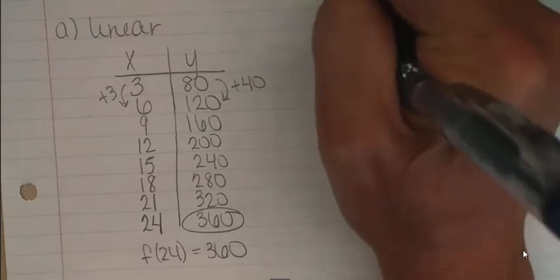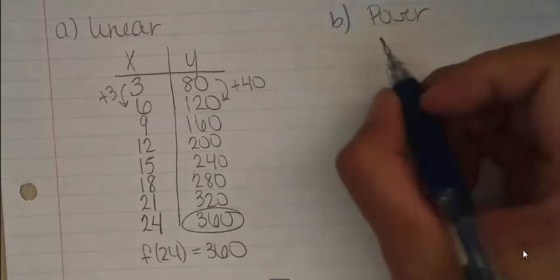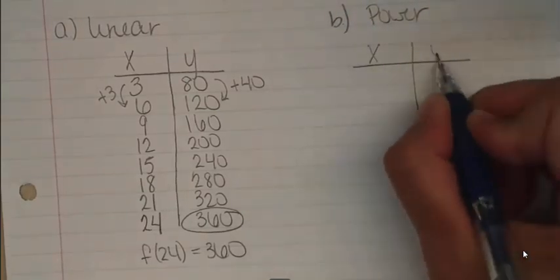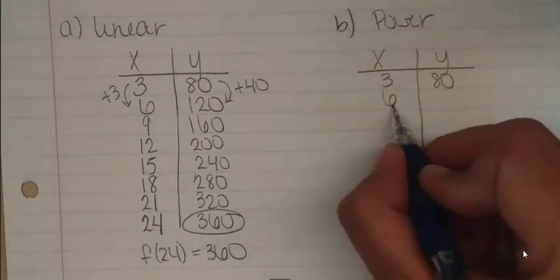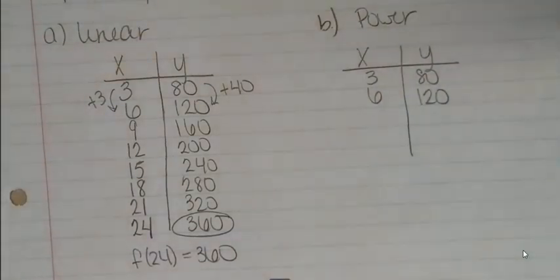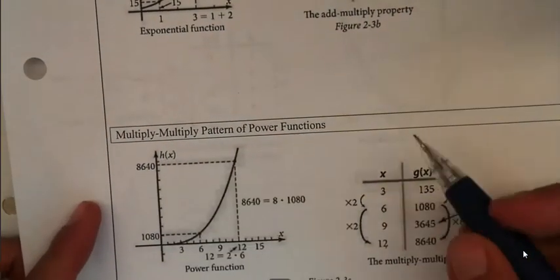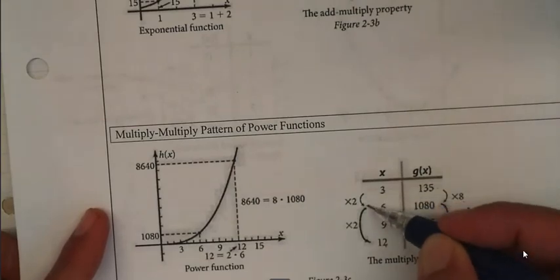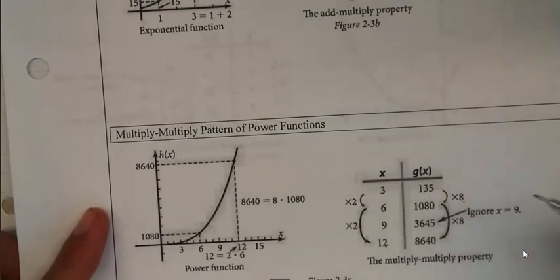Okay, let's try this for another one. So B wanted us to do it for a power function. So I'm going to start my table the exact same way. So I put in 3, I get 80 out. I put in 6, I get 120 out. Okay, now this is the power function. So let's see, the pattern of power functions is multiply, multiply. So whatever I'm putting in is getting multiplied by 2. Okay, and then whatever the outputs are on this example, is getting multiplied by 8. So let's see if we can come up with something similar to that.